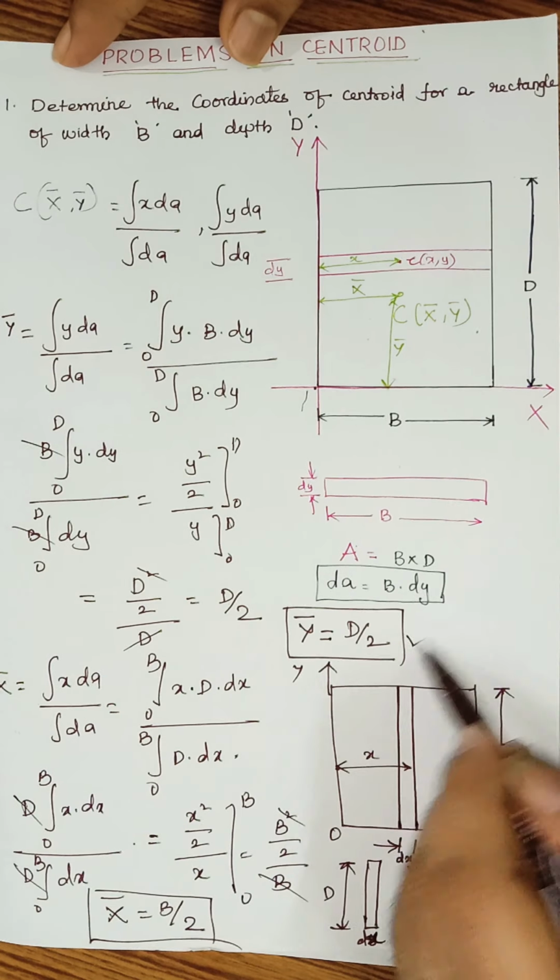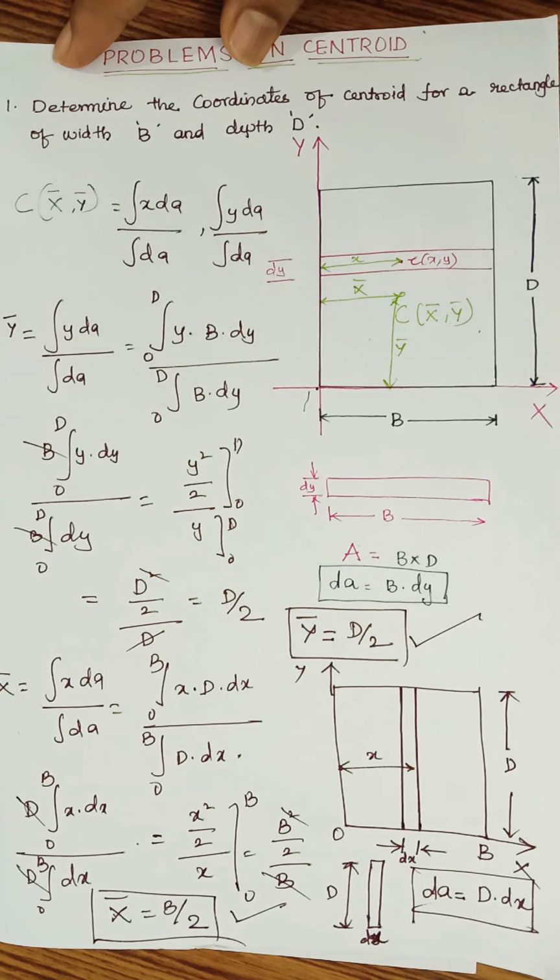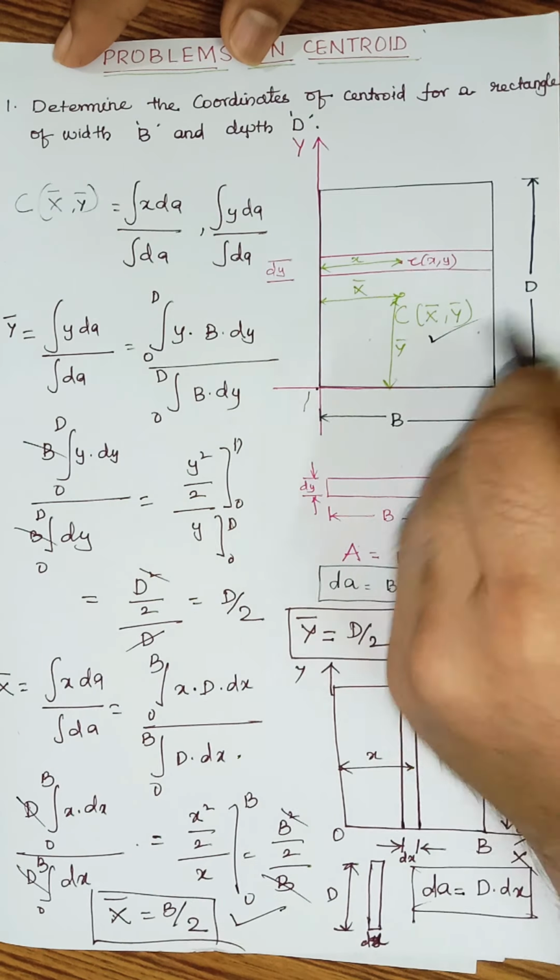So the y coordinate of centroid is d by 2 and the x coordinate of centroid is b by 2. Hence proved. Thank you.